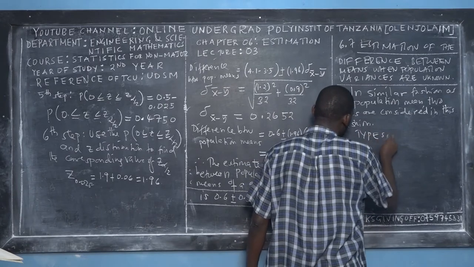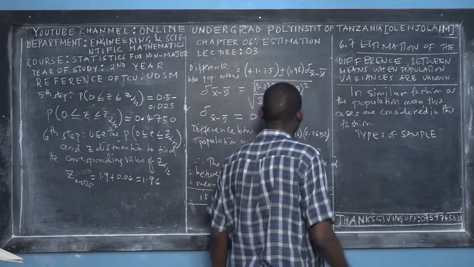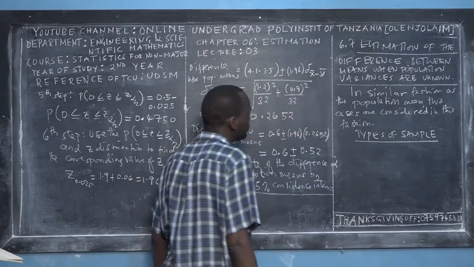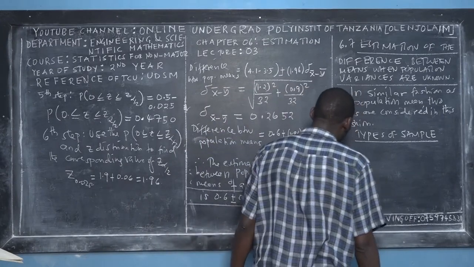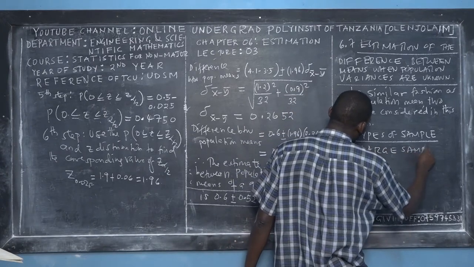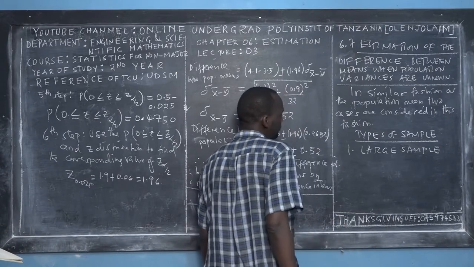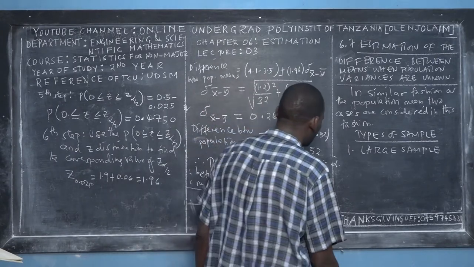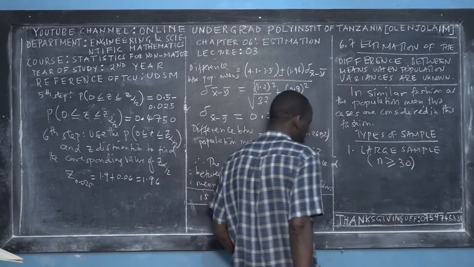Remember that when you are learning this course, you have to look also if there is any practice moment. There are two types of sample. The first one is the large sample. In statistics, we say a sample is large when the sample size is greater than or equal to 30 elements.